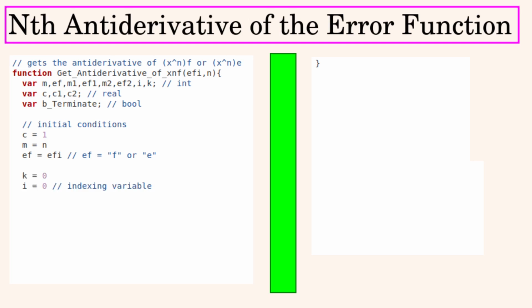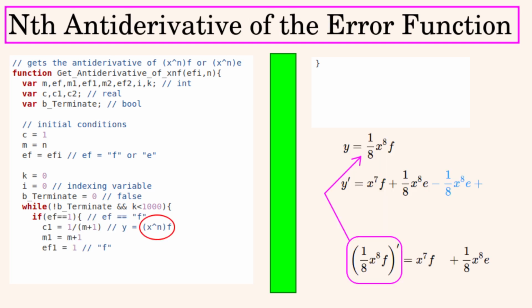And these are some indexing variables used in the loop. K is used to prevent infinite loops. And we'll use a while loop with a non-termination variable that will be set to true when we've finished antidifferentiating the term. And if the term that we're up to or starting with has this form that is circled here, then we'll set these variables that determine what goes into the antiderivative expression.